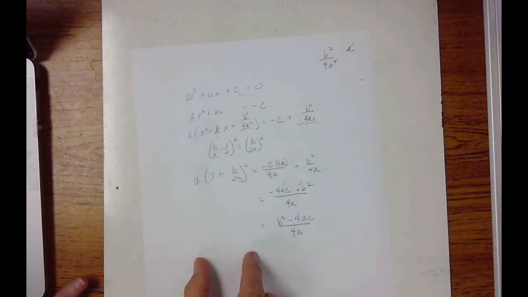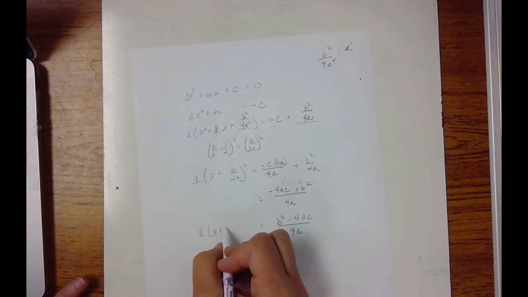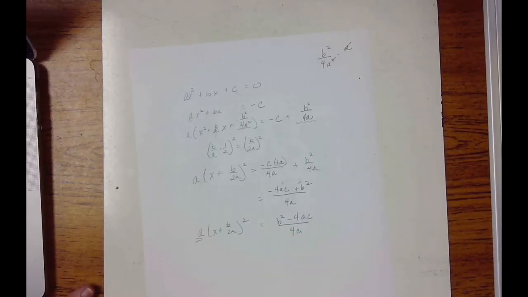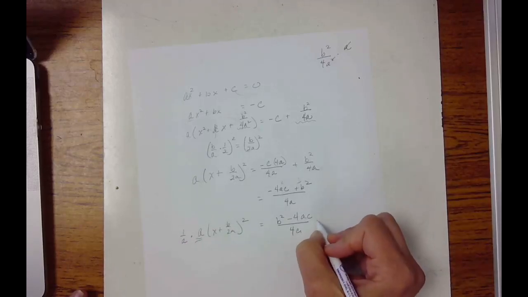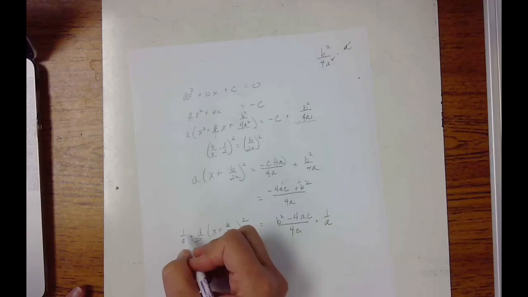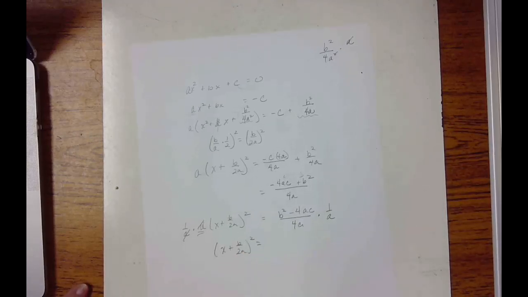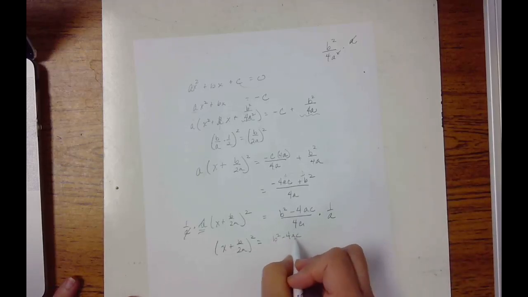Now remember, I still have this coming down, x plus b over 2a expression squared. I need to get rid of my coefficient that I pulled out. So that means I need to divide both sides by a, or multiply it times 1 over a. That's going to get rid of this, leaving me with just x plus b over 2a expression squared. And on the right-hand side, I have b squared minus 4ac all over 4a squared.